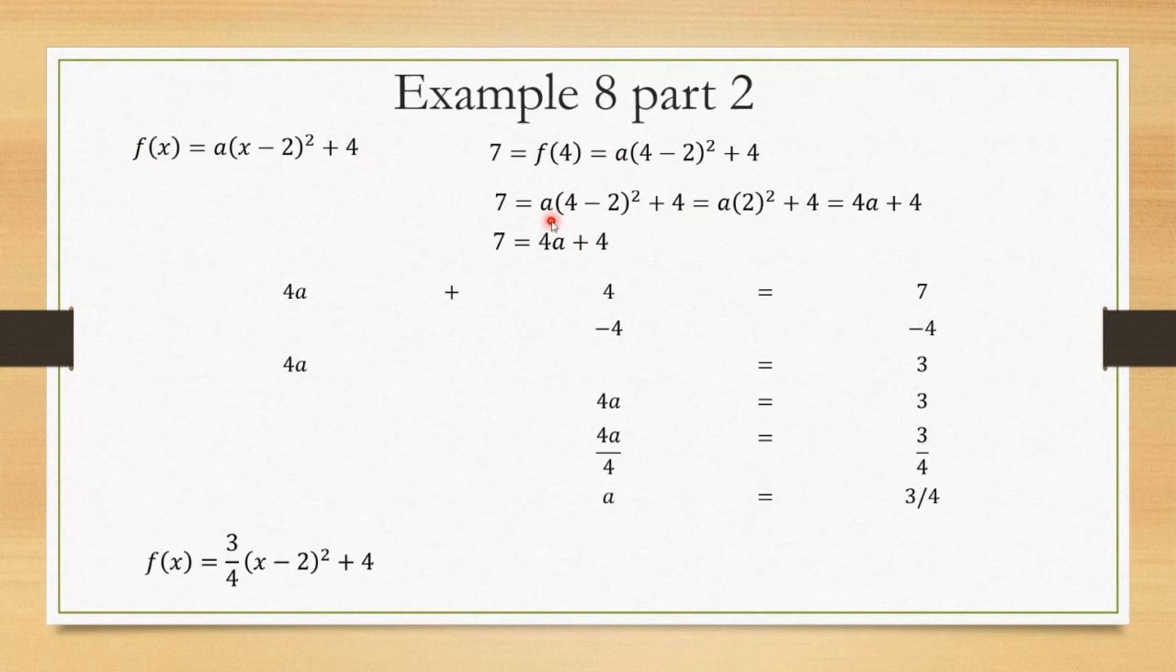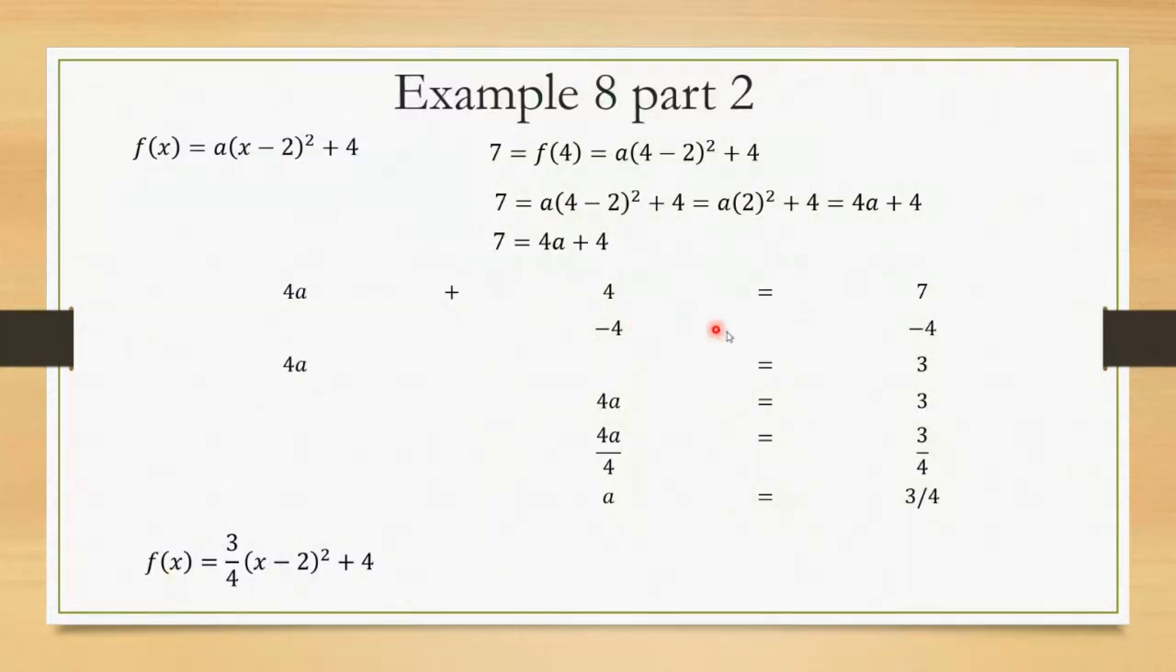Okay, so let's do some work. Here we have a times (4 minus 2) squared plus 4, which is, of course, a times 2 squared plus 4. And so that's equal to 4 times a plus 4. But we've got to figure out what a is. So a is basically the unknown, but we have our equation. It's just like what we've done before. You isolate a. Normally, we isolate x. In this case, it's a.